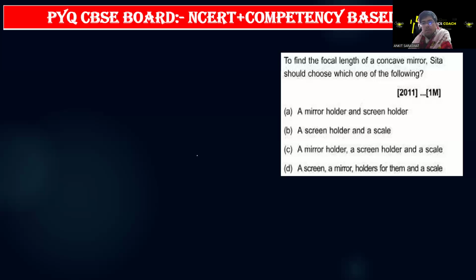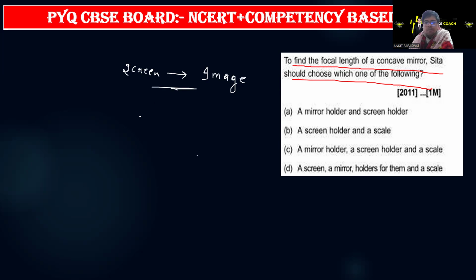So hi everyone, the question is: to find the focal length of a concave mirror, Sita should choose which one of the following. It is a very common question. To form an image, basically one screen is required. What is the use of a screen? On a screen, the image is formed. If a screen is not there, then how will you form an image? Okay, so the screen is there.